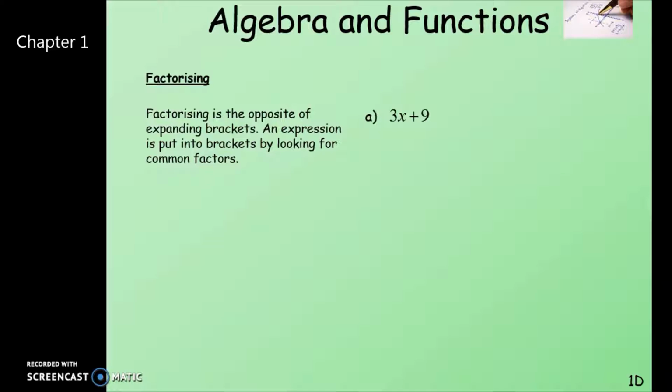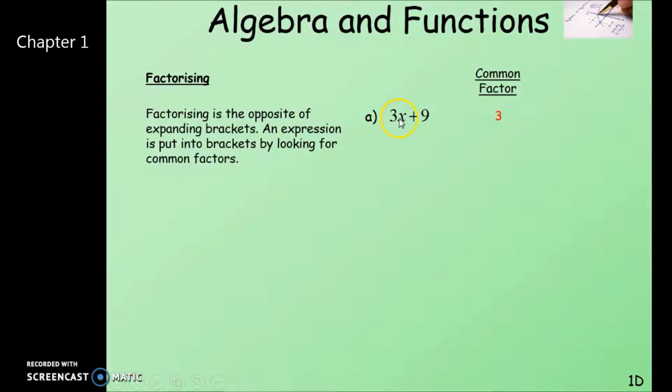So if we look at the example here, what is common to 3x and 9? What factor? What goes into both of those terms? Well, it's going to be a 3. So if we put the 3 there, the 3's got to be thrown outside of the bracket. So what would we end up with if we had a factor of 3 taken out of these two terms?